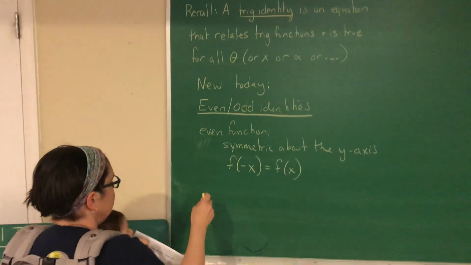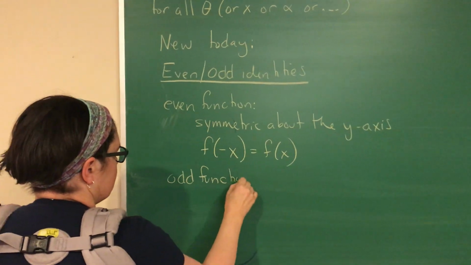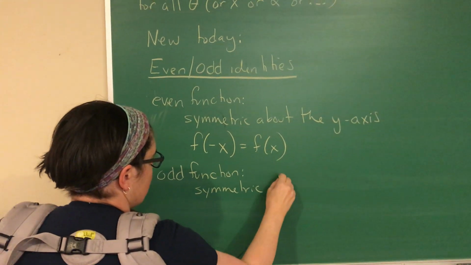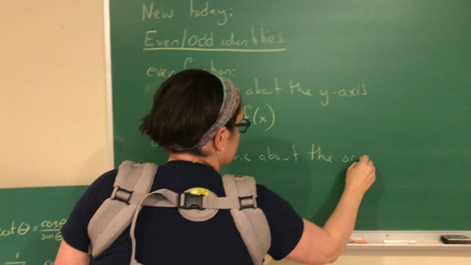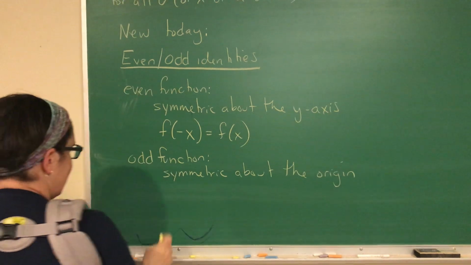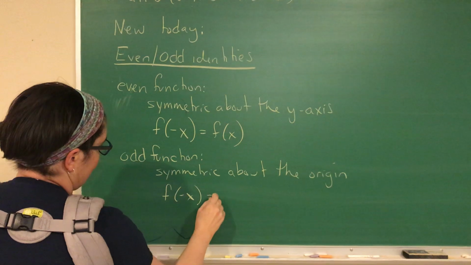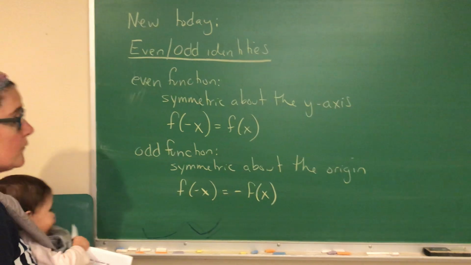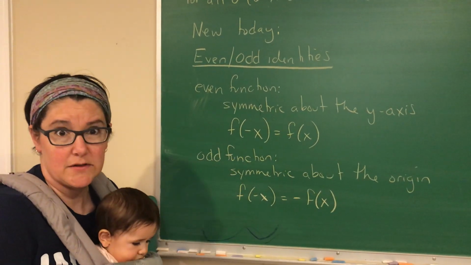And an odd function is a function that is symmetric about the origin. What that means, in terms of algebra notation, is f of negative x is negative f of x. Okay, so those are definitions of even and odd, but let's talk about what that means in terms of trig functions. So let's start with our sine function.